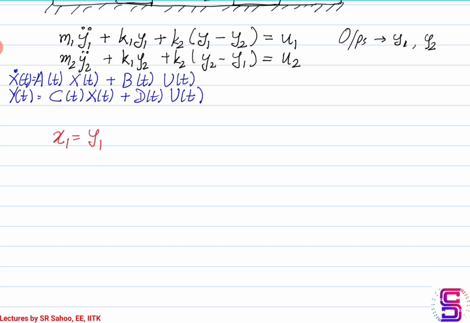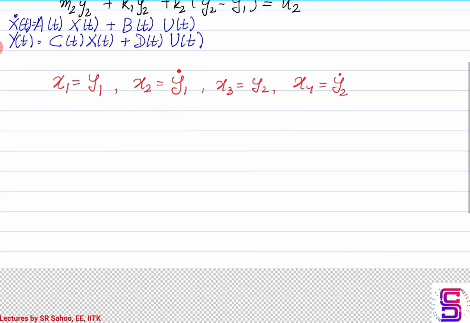Now here what we'll do is we'll choose the first state variable as the first displacement y1 and the second state variable as the derivative of y1, y1 dot. Please note that if you have a second order differential equation, then that differential equation will be related to two state variables. So the order of the ordinary differential equation will be equal to the number of state variables to which it is associated, because we are breaking the nth order ordinary differential equation into n first order ordinary differential equations. For y1 there is a y1 double dot, so we need two state variables for the first differential equation, and similarly we will need two state variables, x3 and x4, for the second differential equation.